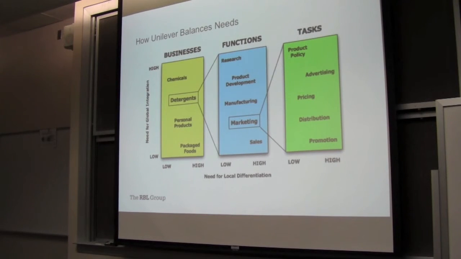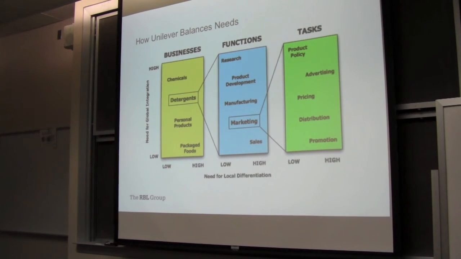And so what Chris is saying is, you need to look at each business, each function, each task, and ask yourself, where is it on the continuum? So for example, in Unilever, a chemical business is more of a global business. It's more of a commodity business. The specifics around the regions of the world are non-existent, so it lends itself to a more global approach. Detergents, a little less so. Personal products, much less so, because there are different degrees of compatibility from the different markets. And then packaged foods, the tastes and interests are much more local.